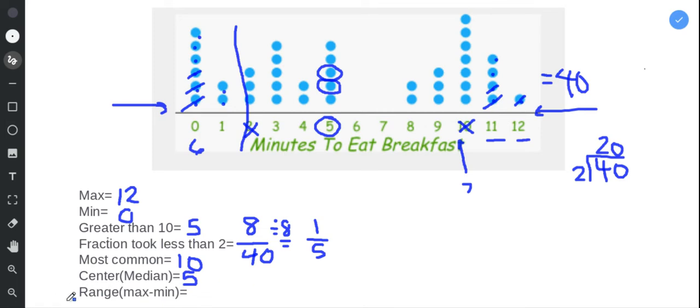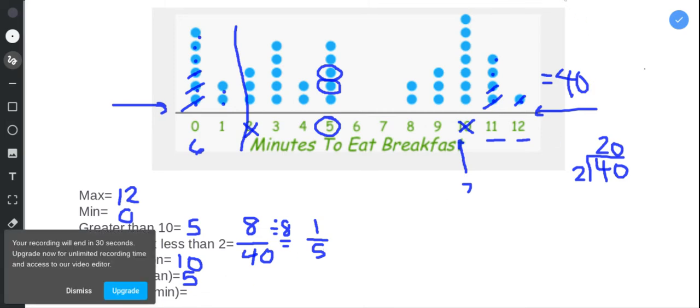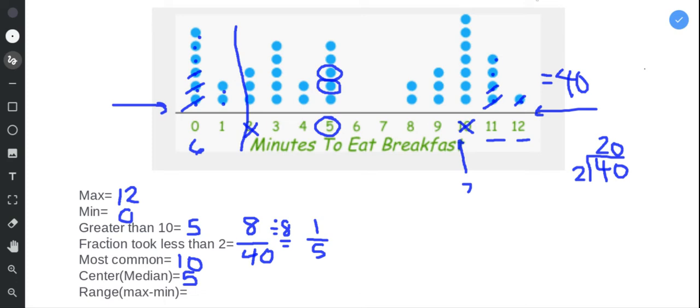I'm just going to erase some data to get this out of the way. Or maybe I'm not. I'm just going to keep on going. The range, the last thing you want, is the maximum minus the minimum. The range is how much from the lowest to the highest. So it ranges from 0 to 12. If I take 12 minus 0, that means there's 12 data points that it could have landed on.